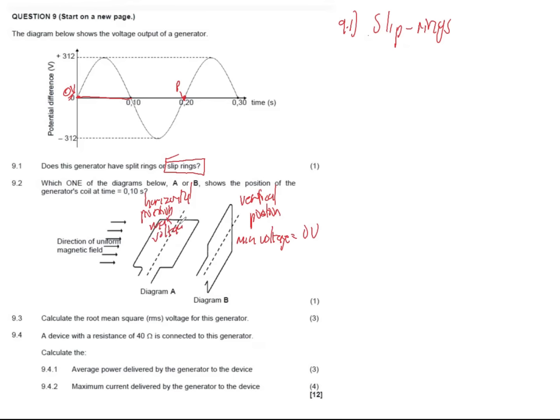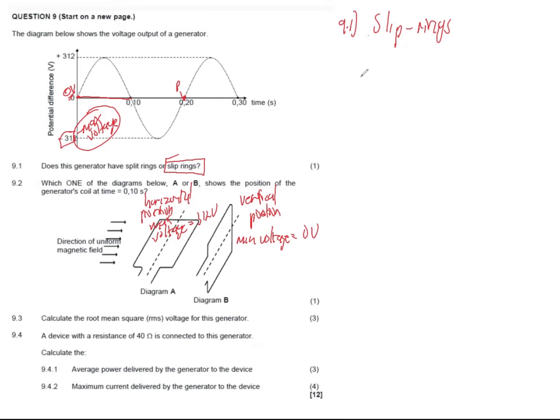And then in this case, our maximum voltage is 312 volts. Now, do not be confused to say that the negative 312 volts is the minimum. This is not the minimum. This is still the maximum voltage. It is just the maximum voltage in the opposite direction, because remember, the coil is doing a 360 rotation. So that means at some point it will be rotating in the opposite direction, hence we have this negative 312. But that is still the maximum voltage.